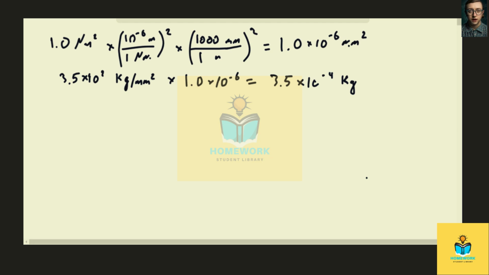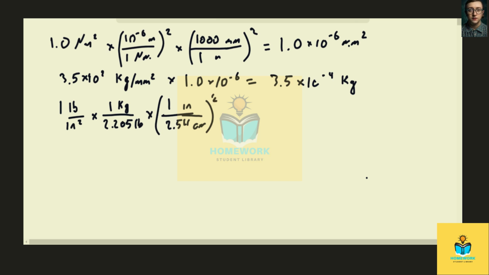Now I'm given the other units in pounds per inch squared, so I'm going to convert that to kilograms per millimeter squared, just so all of my units match. If I have 1 pound per inch squared, basically I'm going to say that 2.205 pounds is 1 kilogram. And then to get rid of inches, I can say 1 inch is 2.54 centimeters. Since inches is squared, I'm going to square this whole term. Then I'm going to transfer from centimeters to millimeters, so 1 centimeter is 100 millimeters. And same thing, since centimeters is squared, I'm going to square this whole term.